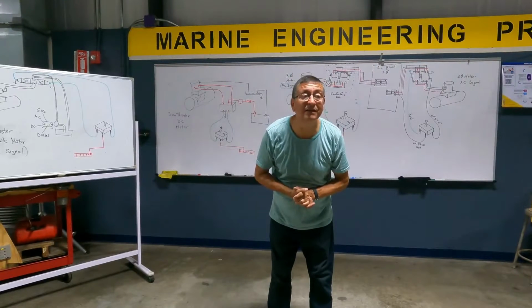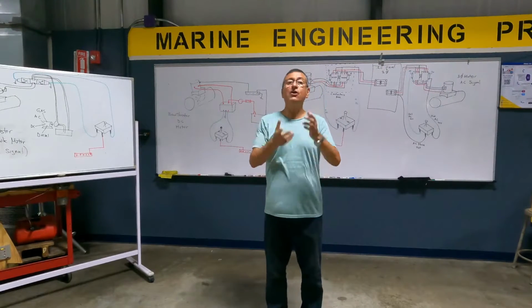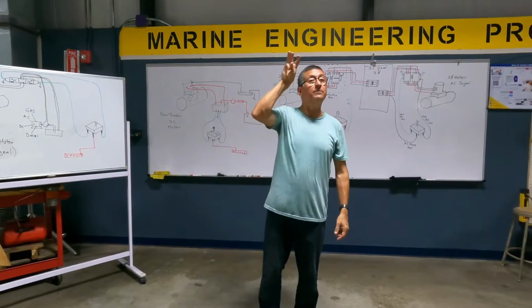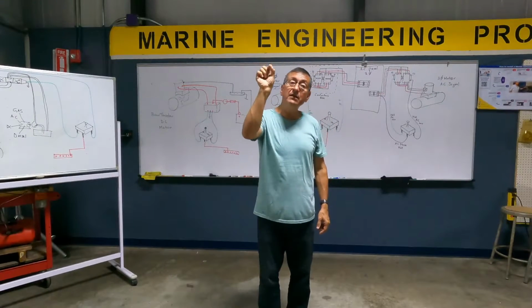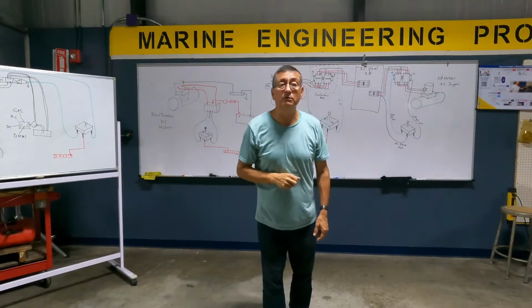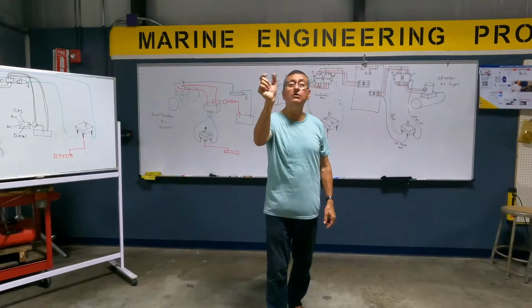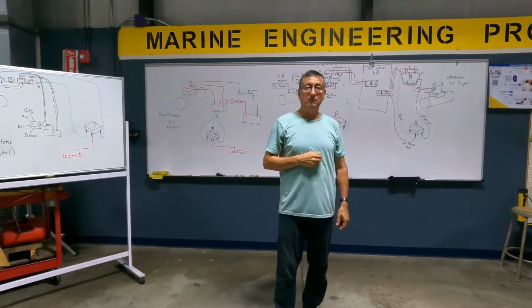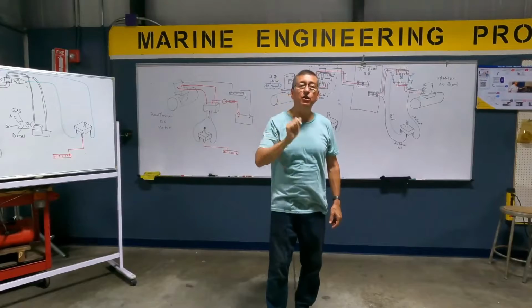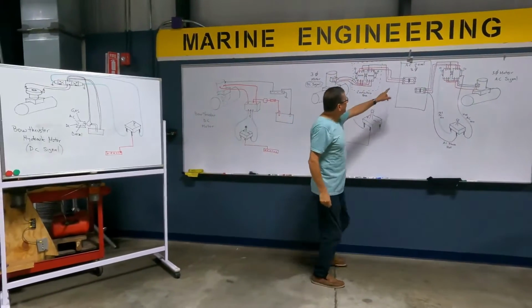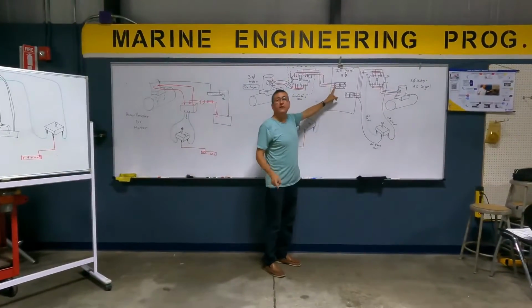Clear, guys? Alright. I am going to use one of those 3-phase breakers. That breaker says on the label bow thruster. Another breaker in the bottom is stern thruster. I'm going to use the top one, bow thruster. 3 phases: phase 1, phase 2, phase 3.